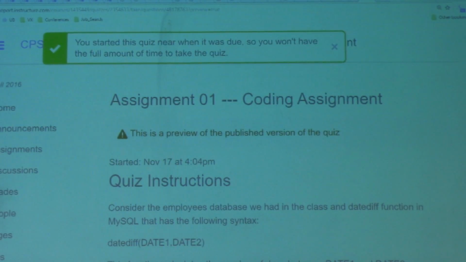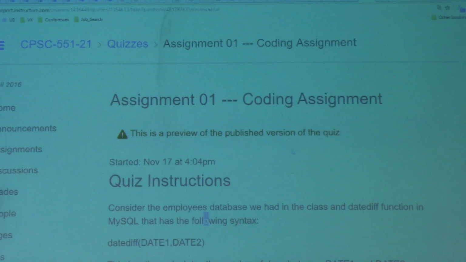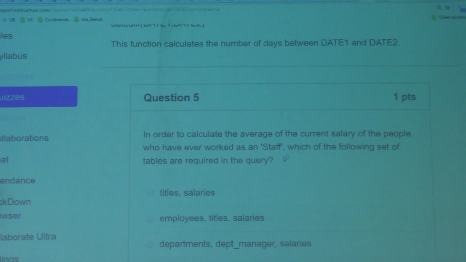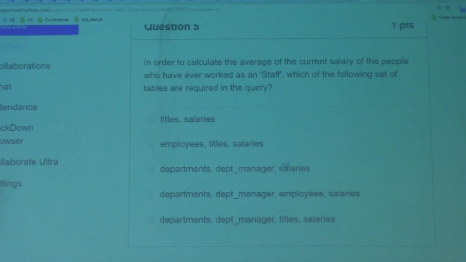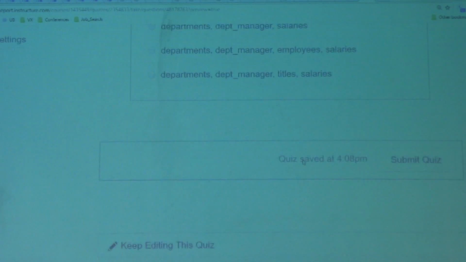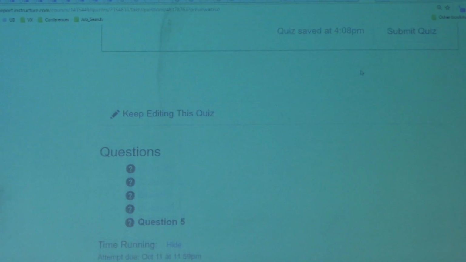So what is the last one? In order to calculate the average of the current salary of the people who have ever worked as a staff, which of the following set of tables are required in the query? Employees, titles, salaries. Just 3. And submit the quiz.